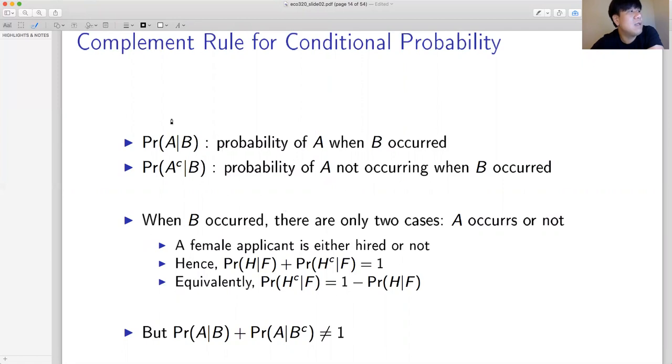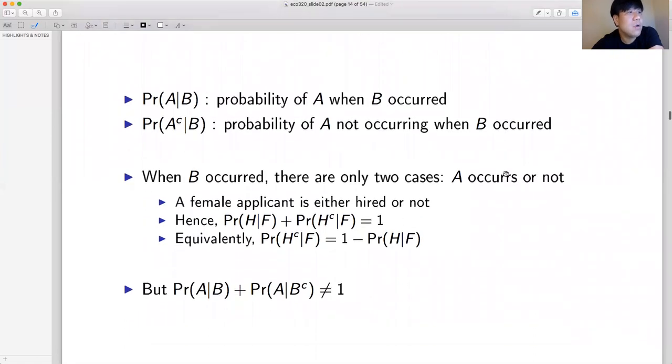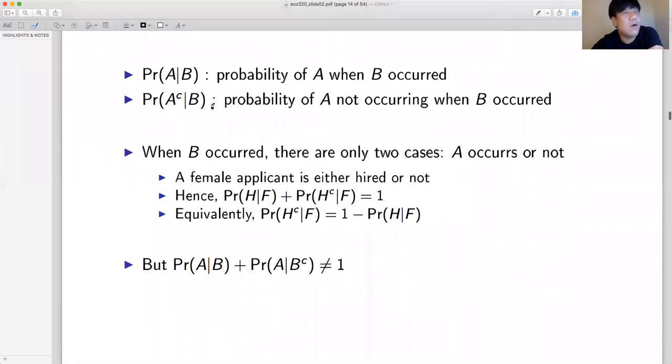Okay, that was a conditional probability, and here is its complement: probability of A not occurring when B occurs. So that is using conditional probability. The summation of the probabilities always equals 1. So if we know one, the other is just 1 minus the other. So that is how you do that.